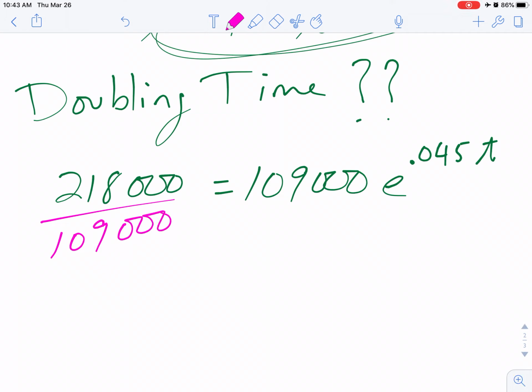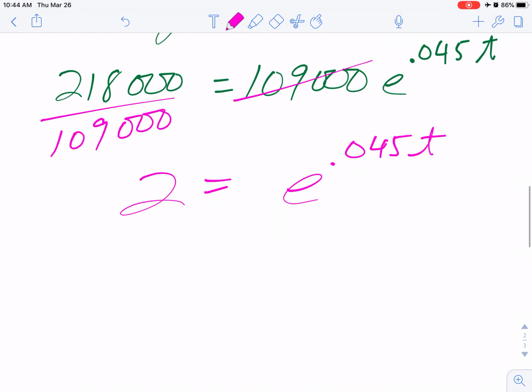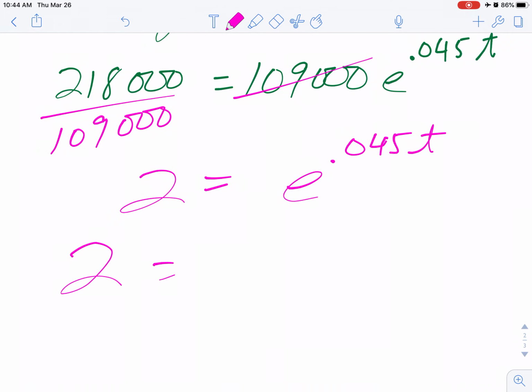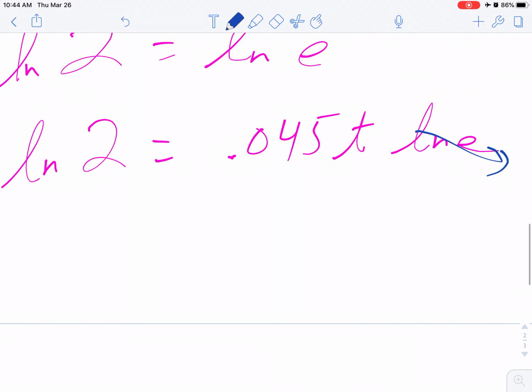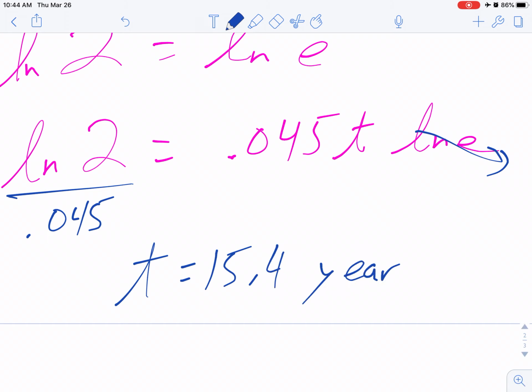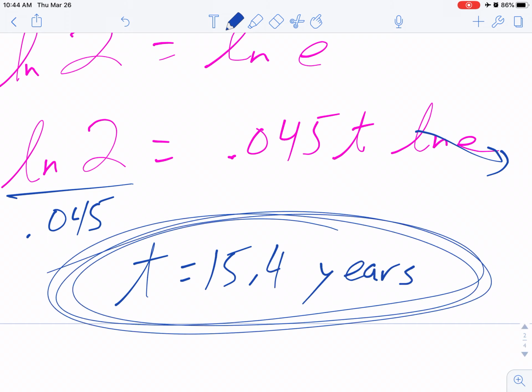You're going to divide by 109,000. You're going to get 2. It's always going to be a 2 with doubling time. And we're going to take the ln of both sides. We're going to use the power rule. Power property, or whatever I called it back in that other section. You can cancel off the E. The ln of E is 1, and just divide by 0.045. So ln of 2 divided by 0.045 is going to give us 15.4 years. That's the doubling time. That's how much time it takes to double your investment.